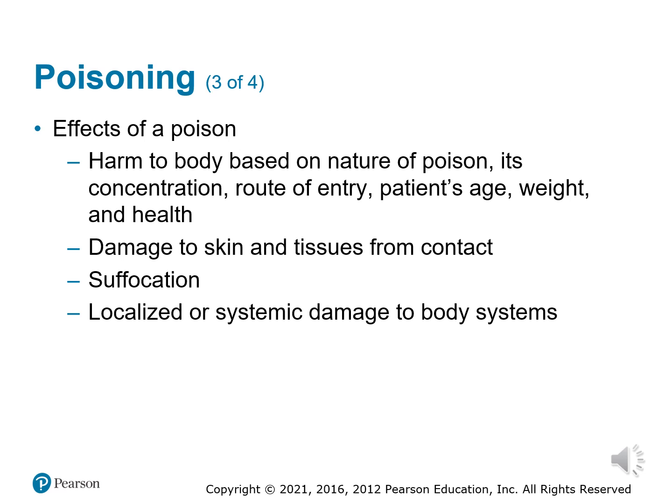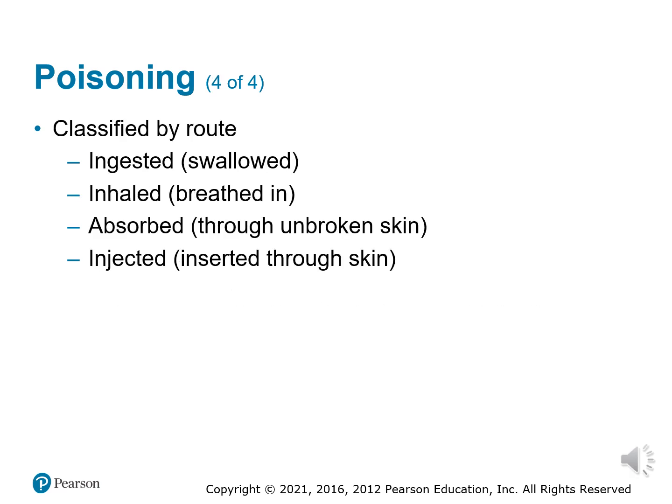Effects of a poisoning. Harm to the body is based on the nature of the poison, its concentration, route of entry, and the patient's age, weight, and health. It can cause damage to skin and tissues from contact, suffocation, and localized or systemic damage to the body systems. Poisonings are classified by route.